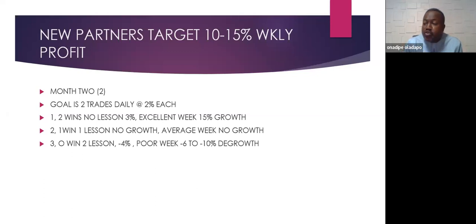Why do I recommend 2 trades? It's very simple. If your goal is 3% a day and you take a trade with 2% equity of your account, you'll be able to hit 3% profits. So with 2 trades daily at 2% each, you'll be able to hit your target of 3% and you are done.